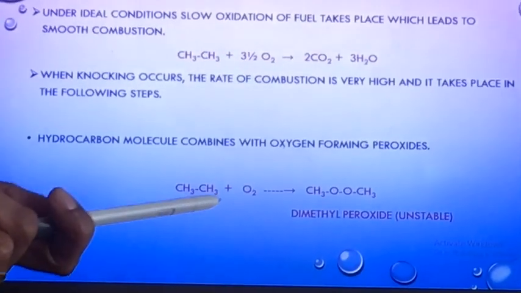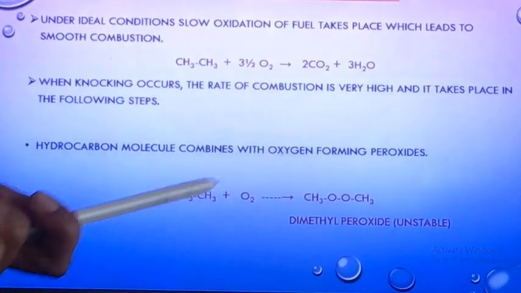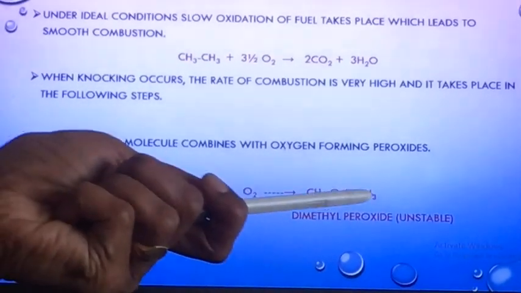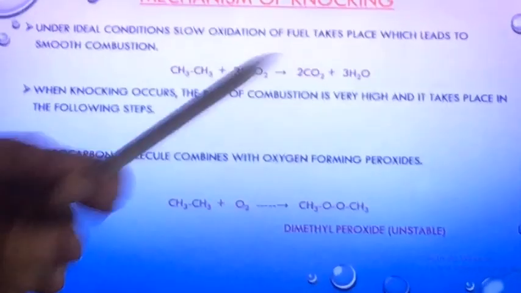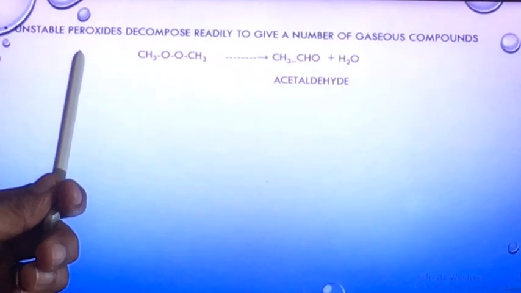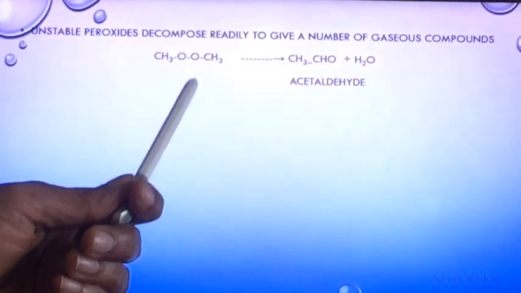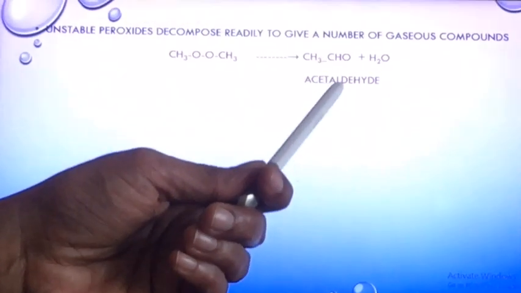Ethane combines with oxygen and forms the corresponding peroxide, that is dimethyl peroxide. This dimethyl peroxide formed is unstable. So what happens to an unstable peroxide? It decomposes readily. As it is unstable, it will decompose readily to give a number of gaseous compounds.